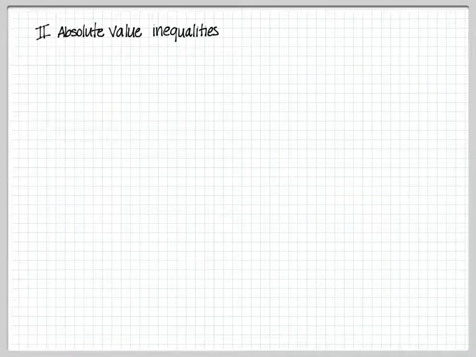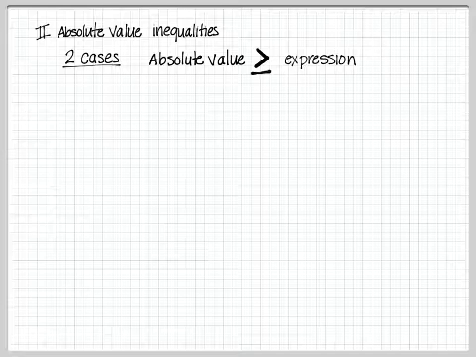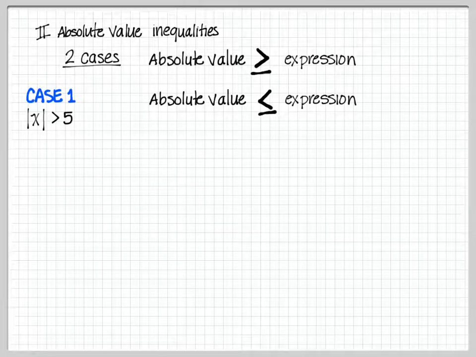Now let's look at the next part of our lesson, absolute value and inequalities. There are two different cases. One is when we're using the greater than symbols, either the greater than or the greater than or equal to symbol. The other case is the absolute value being less than some value or less than or equal to some value or expression. In case one, let's look at the simplest of cases where we don't have to really add or subtract to look at this.